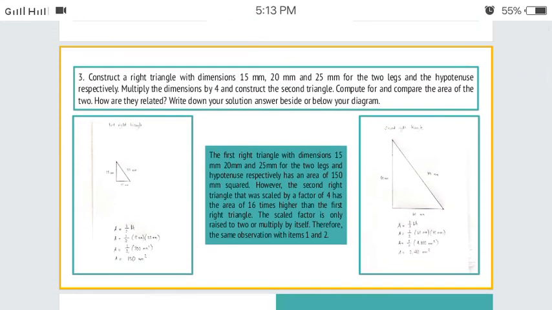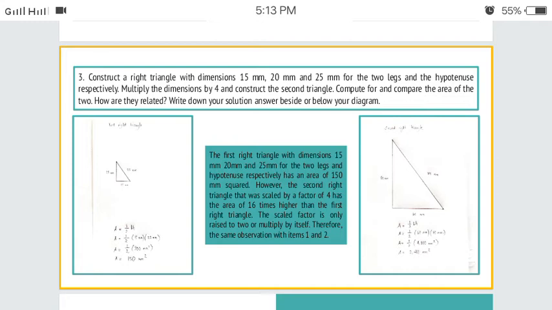Question number 3. Construct a right triangle with dimensions 15 millimeters, 20 millimeters, and 25 millimeters for the two legs and the hypotenuse respectively. Multiply the dimensions by 4 and construct the second triangle. Compute for and compare the area of the two. How are they related? Write down your solution and answer beside or below your diagram.